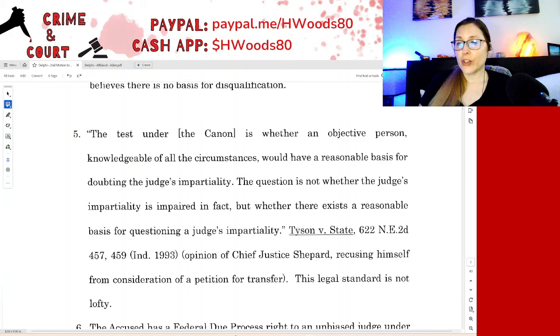The test under the canon is whether an objective person knowledgeable of all the circumstances would have a reasonable basis for doubting the judge's impartiality. The question is not whether the judge's impartiality is impaired in fact, but whether there exists a reasonable basis for questioning a judge's impartiality.